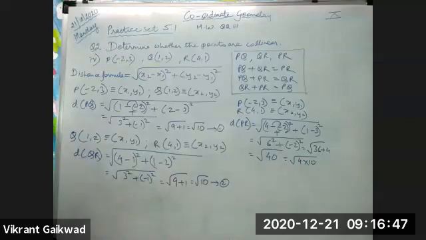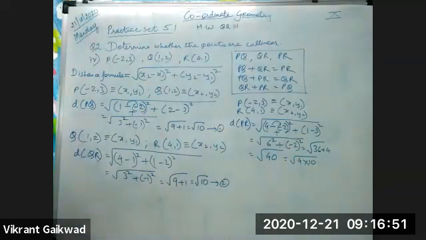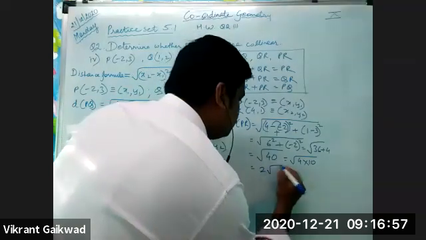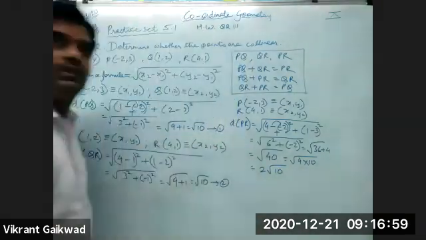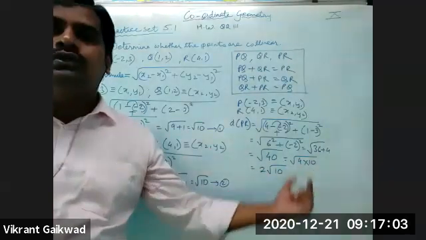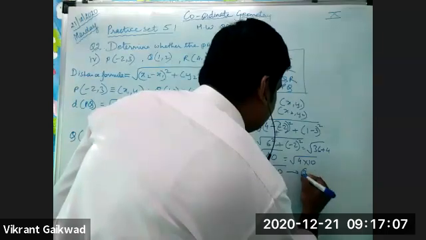So, we'll remove root of 4 because 4 is a perfect square. So, answer becomes 2 root 10. This is your statement number 3.